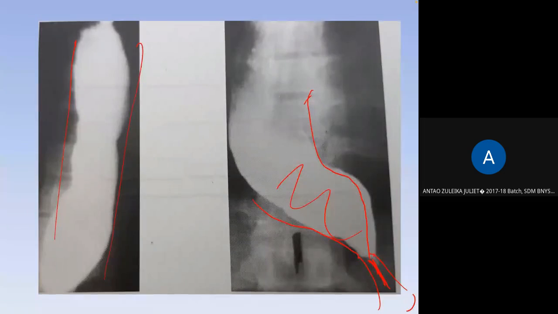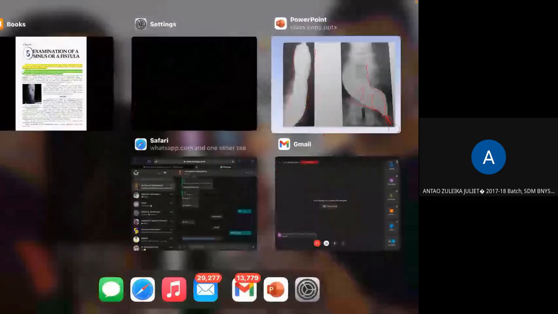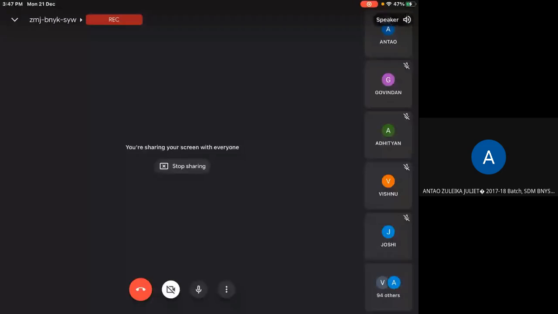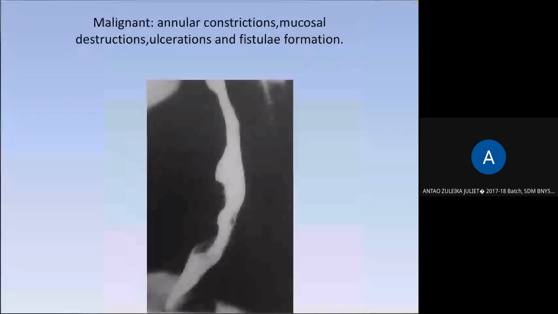Achalasia cardia, somebody guess? Okay, could be achalasia cardia, could be a simple stricture. Yeah, that's right. That is how you correlate. Okay, this is right. What is the problem with achalasia cardia? Why do we call it achalasia cardia? What is the problem there?